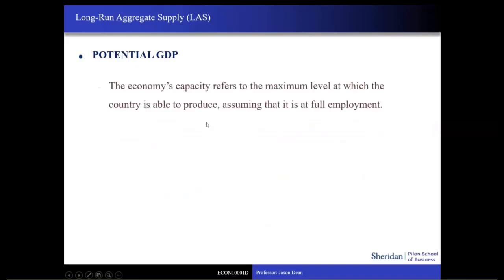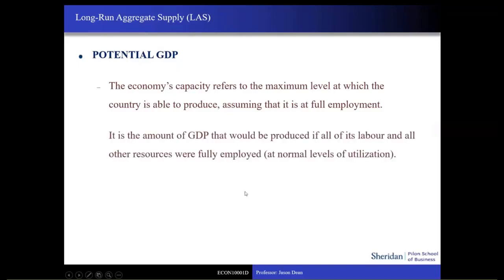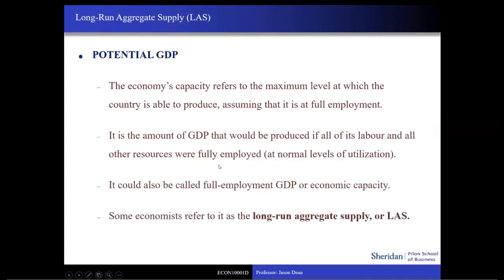So let's first talk about what potential GDP is. We talked about actual GDP last time. I believe we mentioned a little bit about potential GDP, but even if we did, it's good to review it. So potential GDP is referring to the economy's capacity to produce goods and services. If we're at potential GDP, we're assuming that we're not underutilizing any resources, especially labor resources. We're assuming that we're at full employment. So you can think of it as the amount of GDP that would be produced if all labor and all other resources were fully employed, but at normal levels of utilization. We can exceed potential GDP by having people work 18 hours a day, but that's not a normal level of utilization. You can also refer to potential GDP as the full employment GDP or economic capacity. In our model, it's going to be called the long run aggregate supply. Okay, so that's potential GDP.